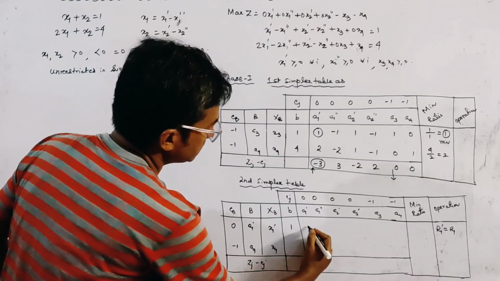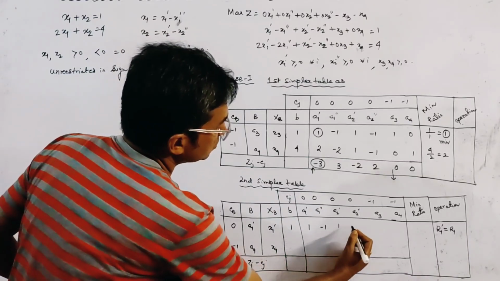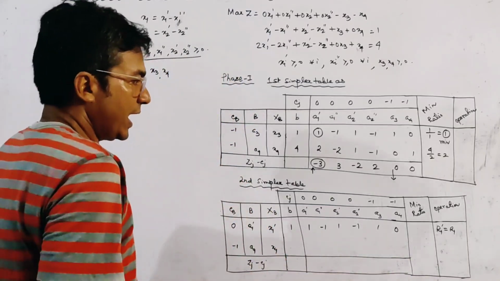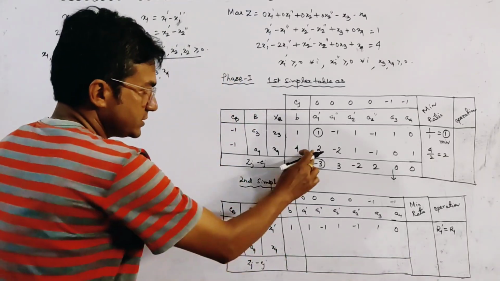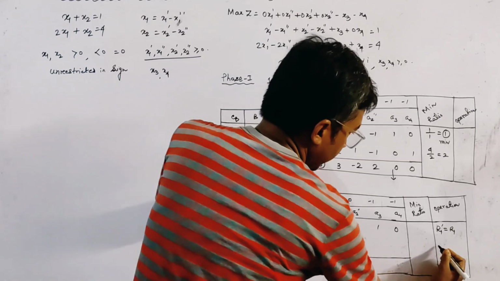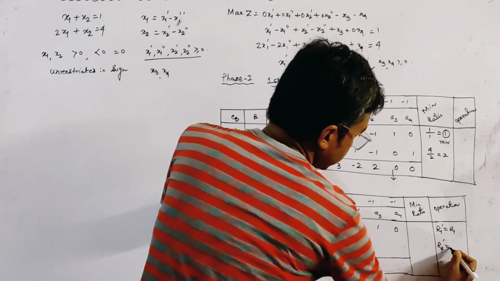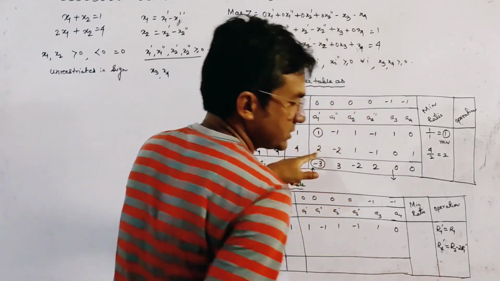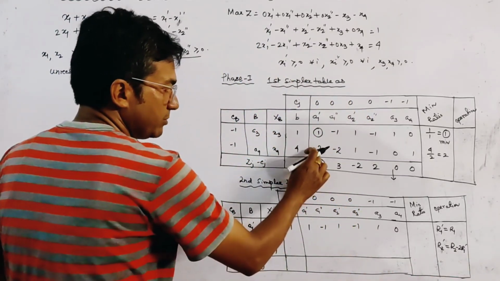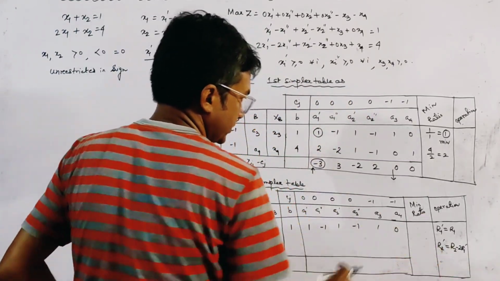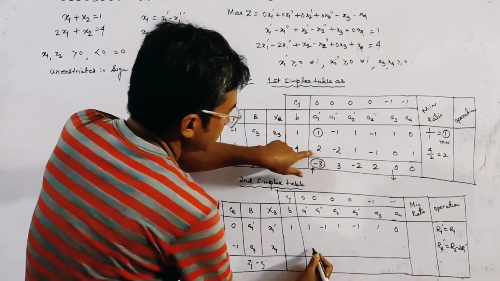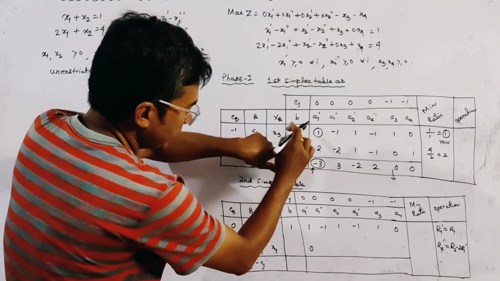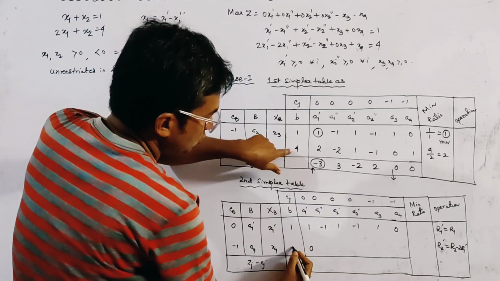This is 1, this is 1, this is minus 1, this is 1, this is minus 1, this is 1, this is 0. Okay, and the second row operation is given by R2 dash, which is R2 minus 2R1 dash. Then this element must be 0 by this operation.